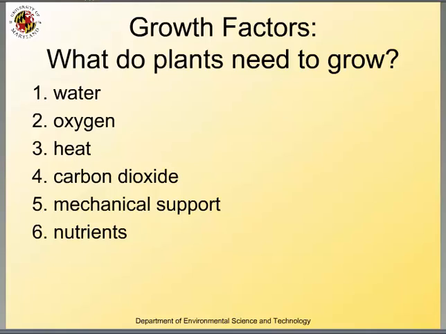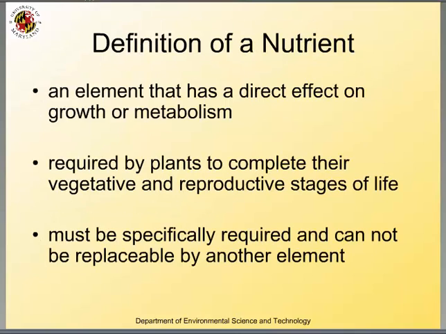And let's talk about what a nutrient is, and this is a definition for plant nutrients. It's an element, that means you can find it on the periodic table, that has a direct effect on growth or metabolism in a plant, right? It's required to complete both the vegetative and reproductive stages of life, right? And it needs to be specifically required. It can't be substituted by something else.